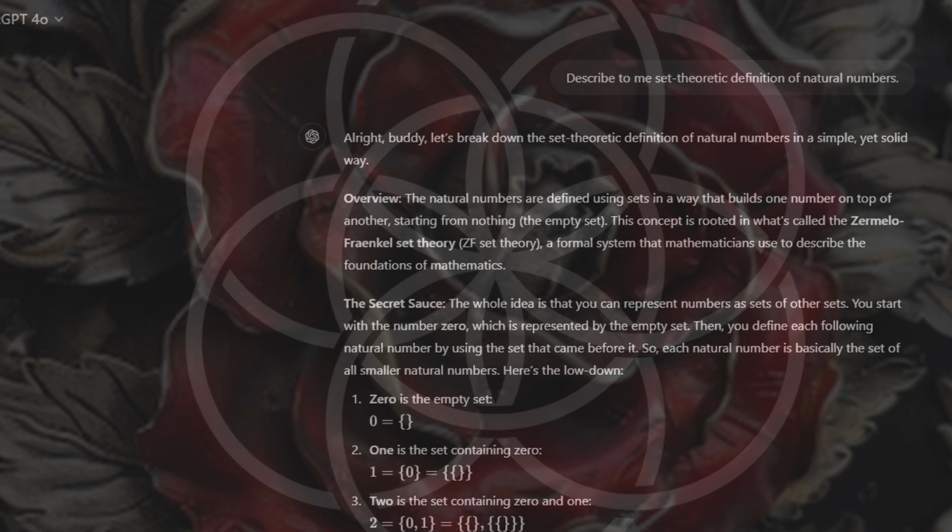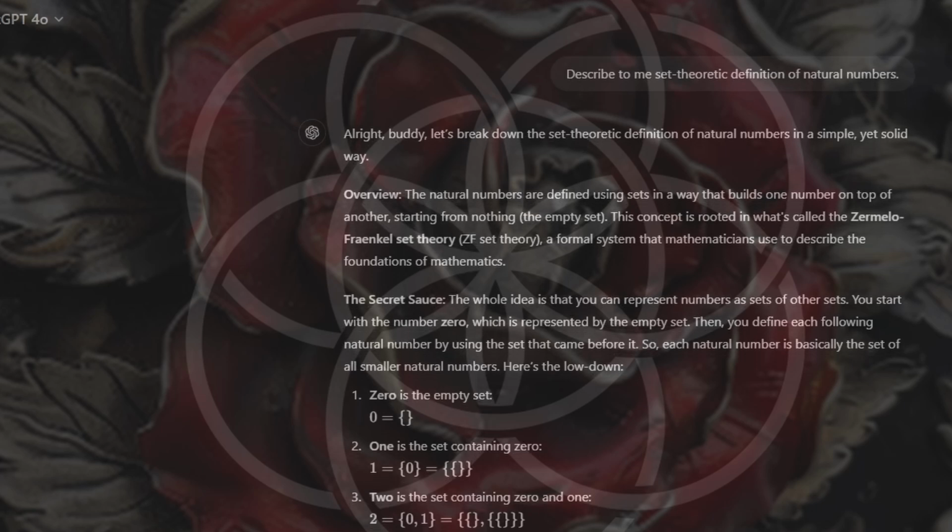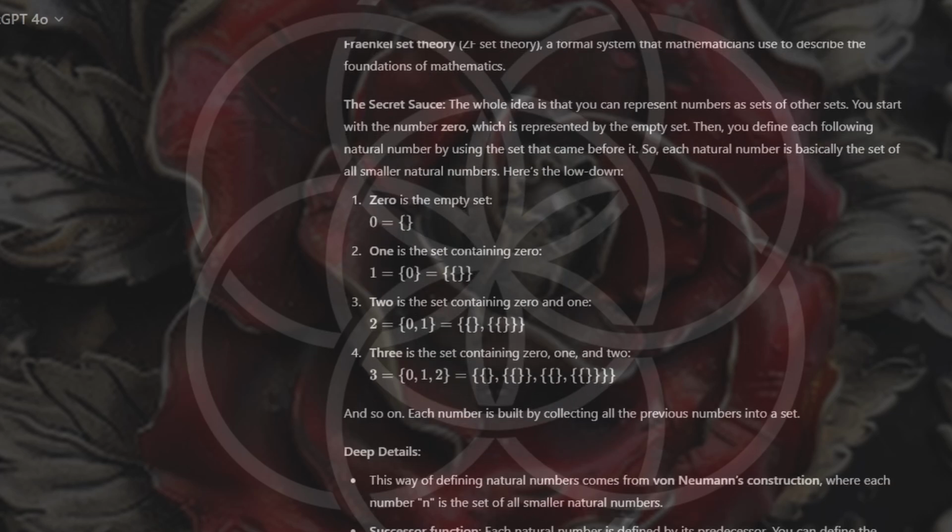All right, buddy, let's break down the set-theoretic definition of natural numbers in a simple yet solid way. Overview. The natural numbers are defined using sets in a way that builds one number on top of another, starting from nothing, the empty set. This concept is rooted in what's called Zermelo-Fraenkel set theory, ZF set theory, a formal system that mathematicians use to describe the foundations of mathematics.